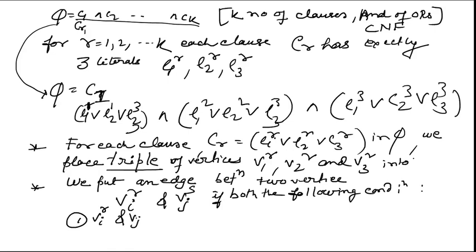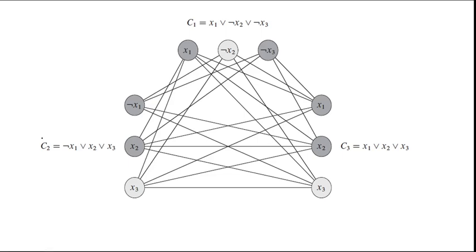The first condition is that VIR and VJS, these are two different clauses. This is one vertex from the first clause and this is another vertex from another clause. VIR and VJS are in different triples, that is, R is not equal to S. So let's say this is VIR. With these three clauses we have made, C1, C2, C3, our Boolean formula is C1 and C2 and C3. All theoretical computer scientists formulate this kind of thing, phi.